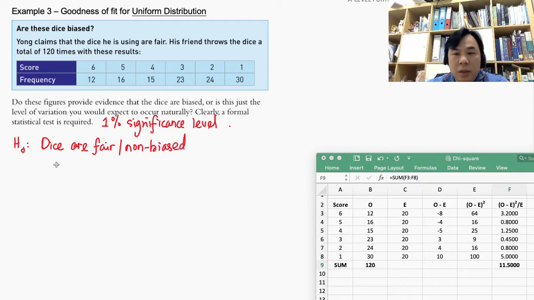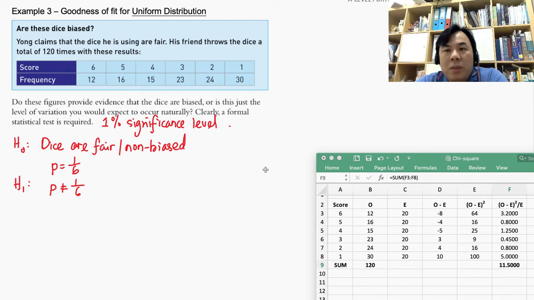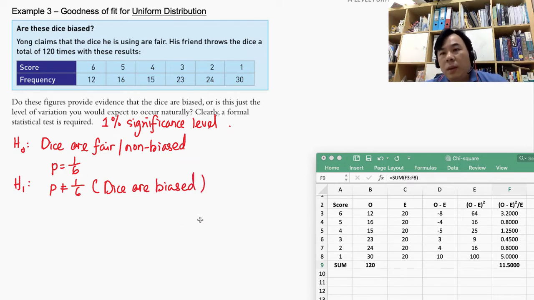Or mathematically, you can say that the probability of one number appearing on top would always be 1/6 in this case. Whereas the alternative hypothesis would be that the probability of one number appearing would not be the same as 1/6. It could be more, it could be less, doesn't matter. As long as it is not the same, then we'll say that the dice is biased, or this part here basically means dice bias. All right, that's how we state our hypothesis statement.